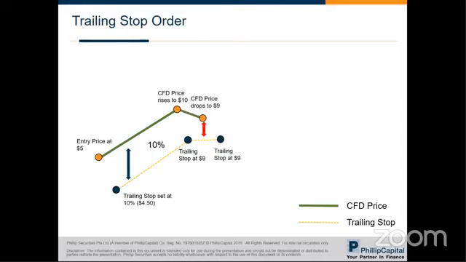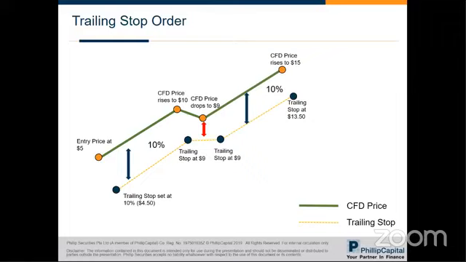So when the share price drops to $9, that is a $1 decrease. The peak is at $10, so the trailing stop will stop moving and will continue to be at $9. It will be determined based on the peak price of the CFD asset.